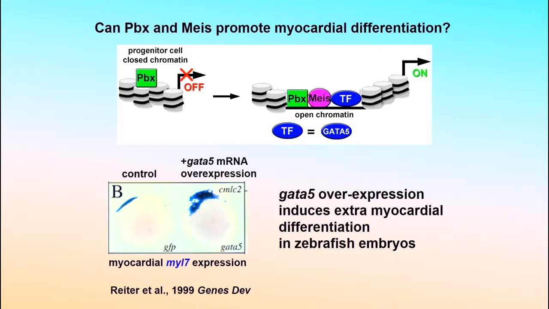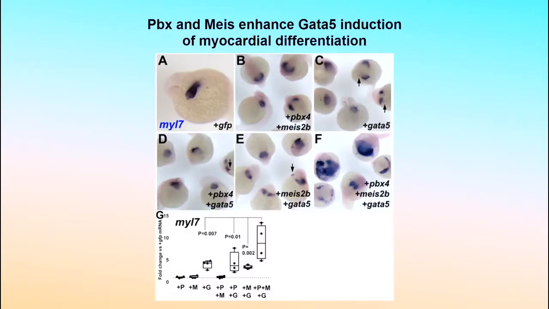And so what we've done recently, this is kind of a busy experiment, but let me take you through this again. These are our control animals showing you myl7 expression in the heart tube. If we misexpress Gata5, like was seen earlier, we can see a little bit of extra myl7 expression. If we add Meis or Pbx to Gata5, we see a similar, a little bit of extra myocardial induction.